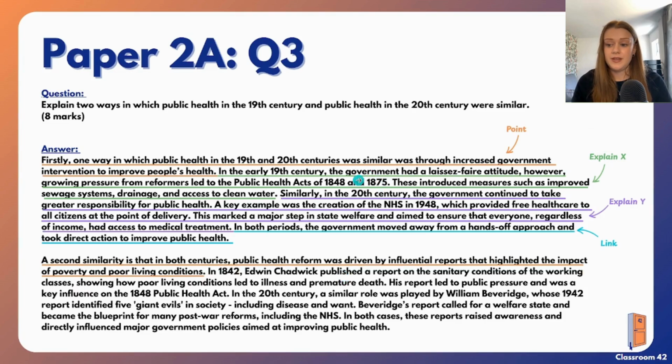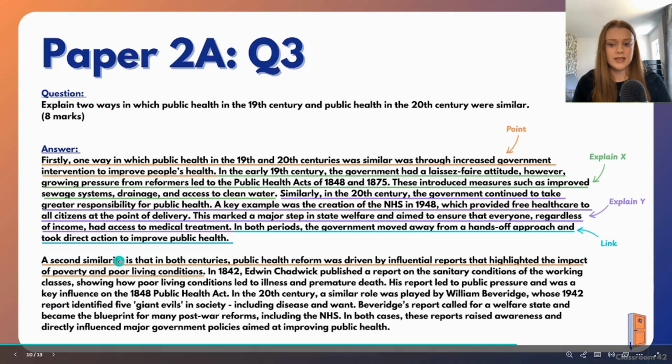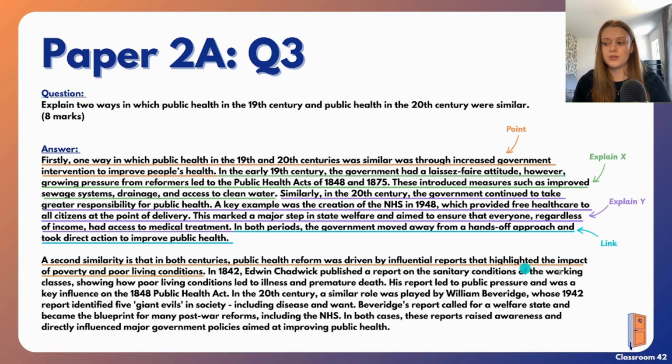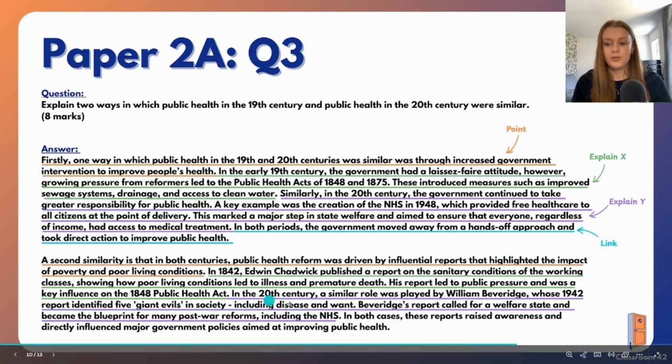Then finally, we just do the exact same thing for a second way that they were similar. So a second similarity is that in both centuries, public health reform was driven by influential reports that highlighted the impact of poverty and poor living conditions. And then we need to explain that topic within our first time period. So in the 19th century, Edwin Chadwick published his report, and we're talking about how that led to the 1848 Public Health Act. Then we're doing the same for the 20th century, so we're talking about the Beveridge Report in 1942, which ended up leading to the NHS.